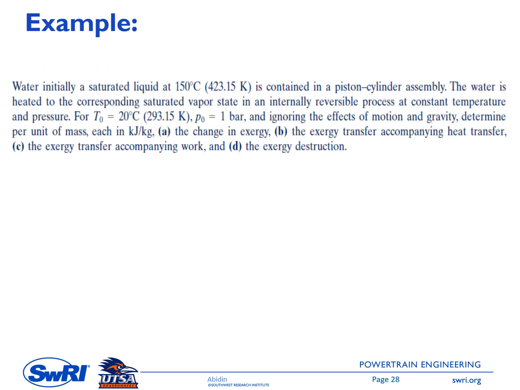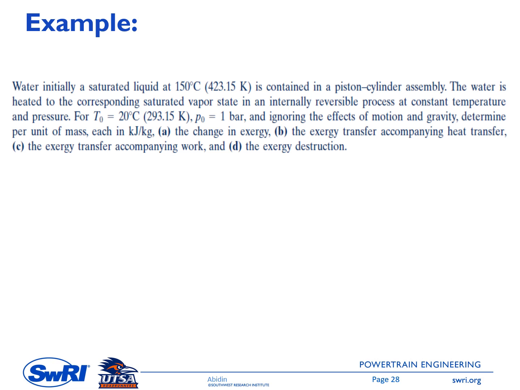Let's take a look at this example. Water, initially a saturated liquid at 150 degrees C or 423.15 Kelvin, is contained in a piston cylinder assembly. So the working fluid here is water. Initially it is saturated liquid, so you can imagine where the location of this state is in the vapor dome. It is on the left side, exactly at the saturated line. The water is heated to the corresponding saturated vapor state in an internally reversible process at constant temperature.